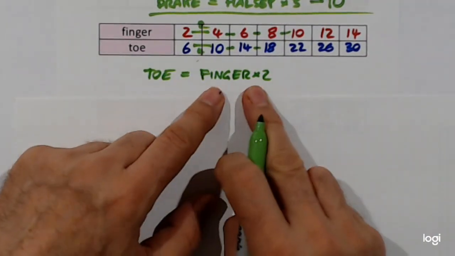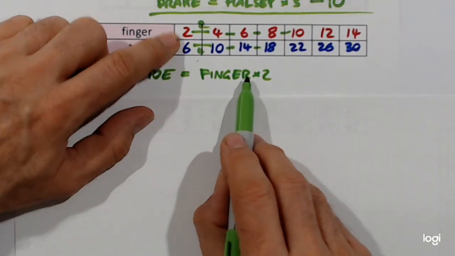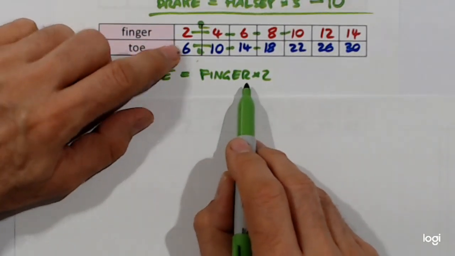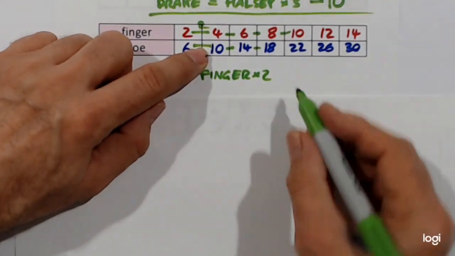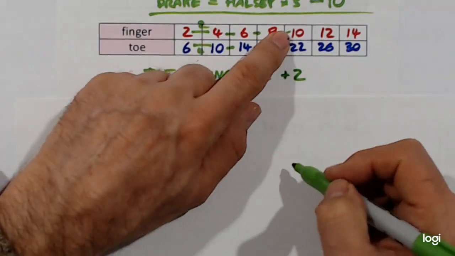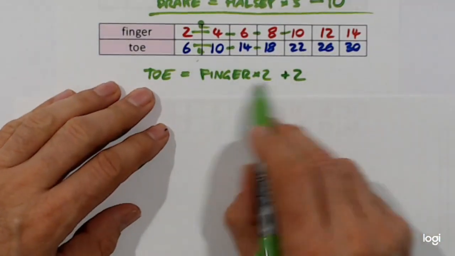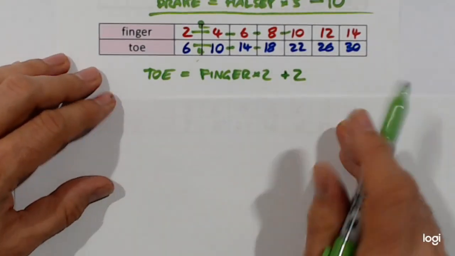Right, let's try it and see what the mistake is. 2 times 2 is 4. You'd have to add another 2 to get to 6. So it looks like it's going to be plus 2, right? 4 times 2 is 8. You'd have to add another 2 to get to 10. Yep, we're adding 2. Double check it. Finger times 2. 10 times 2 is 20. I have to add another 2 to get to 22. Yep, that's right.